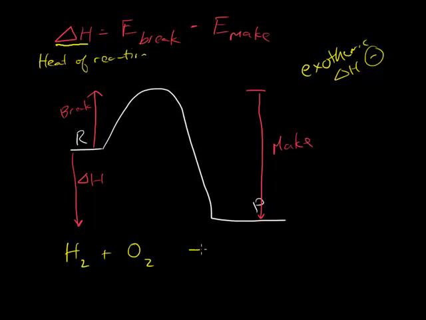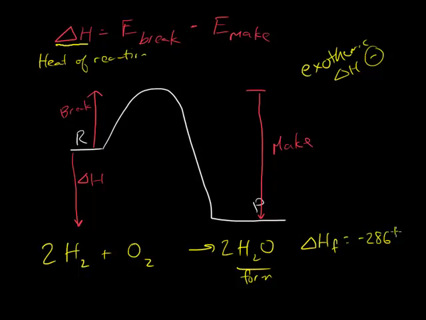hydrogen and oxygen, these produce water. This is a combustion reaction of hydrogen with oxygen. You have 2 moles of hydrogen making 2 moles of water. The heat for this reaction is also called the heat of formation because you're forming water. This is called the delta H sub F, heat of formation, and it has a value of negative 286 kilojoules per mole.